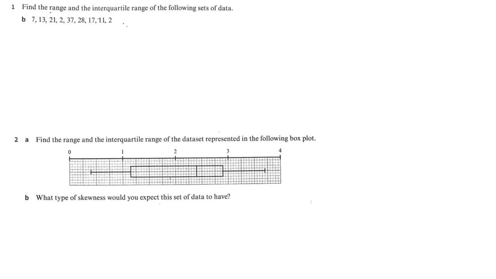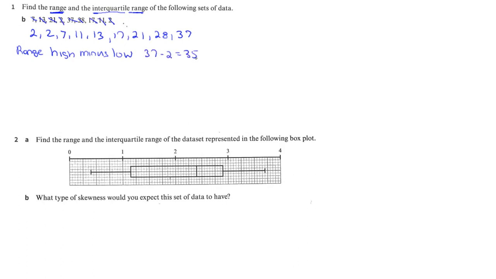On page 61, 1b, they want us to find the range and the interquartile range. So the first thing we've got to do is rank this data. We've got to put it from smallest to largest. And then what we're going to do is find the range, because that's just the high value minus the low value. In this case, 37 minus 2 is equal to 35.